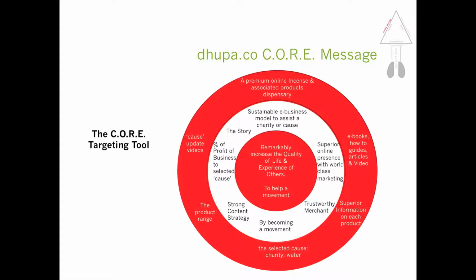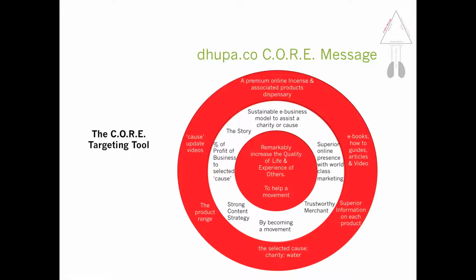And the last outer ring is the what. Now most businesses present their what very well, and we will too, but we'll be doing it with a message and meaning. So what we are is a premium online incense and associated products dispensary. We'll also be providing what's within that. So what we'll be providing: cause update videos. We'll also be providing ebooks, how-to guides, articles and video. We'll provide superior information on each product. We have a vision for how we'll present each product at a rate that just isn't available anywhere in the market for this product type. It will also be reflected in the product range. We'll be targeting the premium incense market.